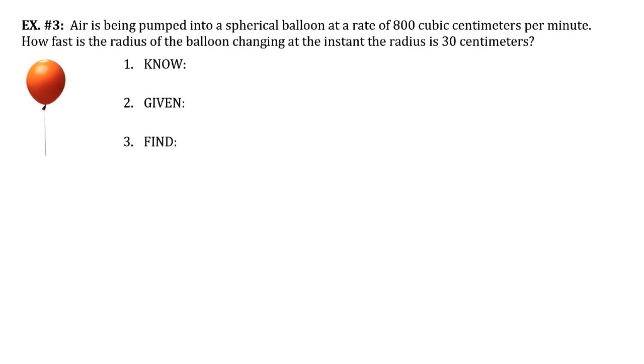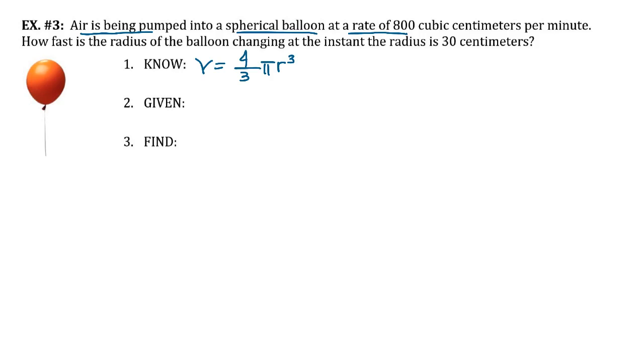Okay, example 3, air is being pumped into a spherical balloon at a rate of 800 cubic centimeters per minute. How fast is the radius of the balloon changing at the instant the radius is 30 centimeters? So the first thing we would need to know, the fact that we're talking about air being pumped into a spherical balloon at a particular rate, that's going to be the volume. So we need the volume formula for a sphere, so that's going to be 4/3 pi r cubed, and that would more than likely be given to you on the test.